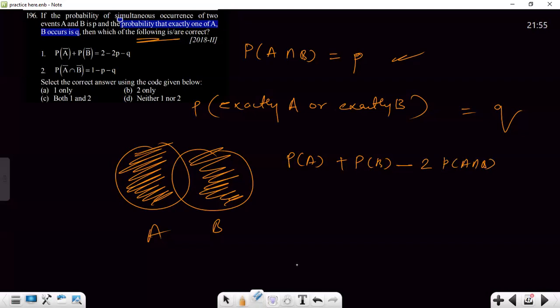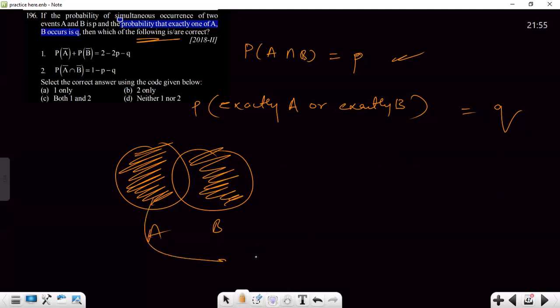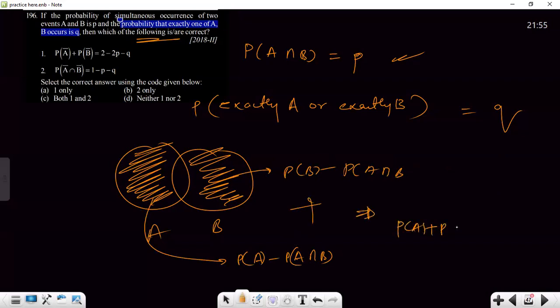It would be better for me to explain it like this: this part is A minus A intersection B, so probability of A minus probability of A intersection B. This part is probability of B minus probability of A intersection B. And we add them both. Then it comes out as probability of A plus probability of B minus twice the probability of A intersection B. So this is given as equal to Q.